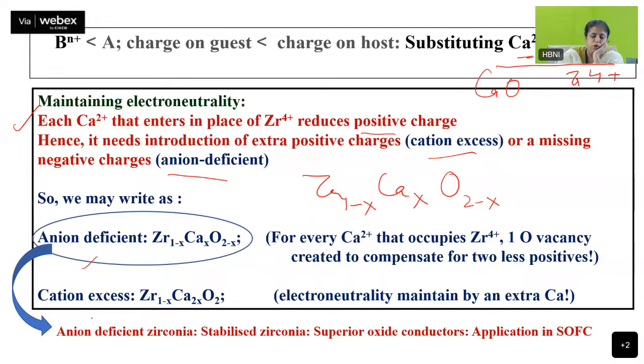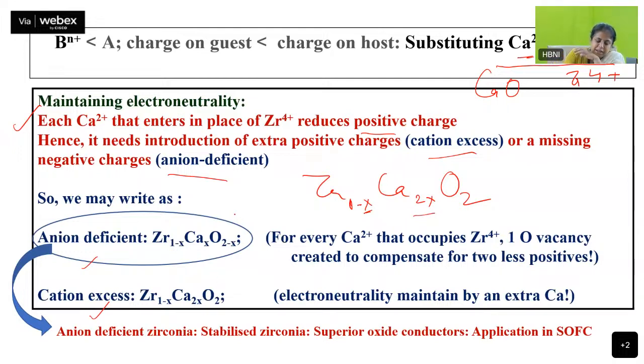Simple. If you want to write cation excess, I'm not changing. My anionic site remains 2. Okay. So for every Zr, which is 4+, calcium is 2+. For every Zr 4+ that you are removing, you have to put 2 calcium. For every X Zr that you are removing, you have to put 2X calcium. It is as simple as that.